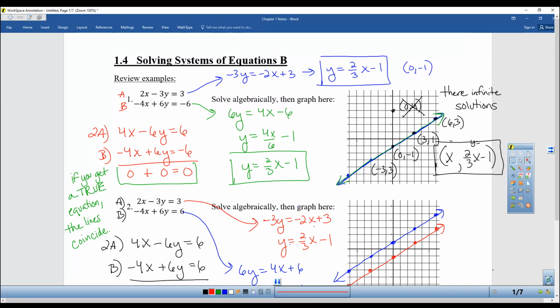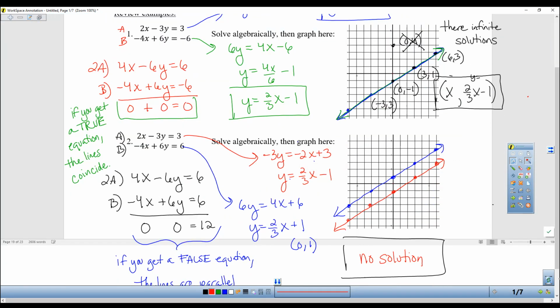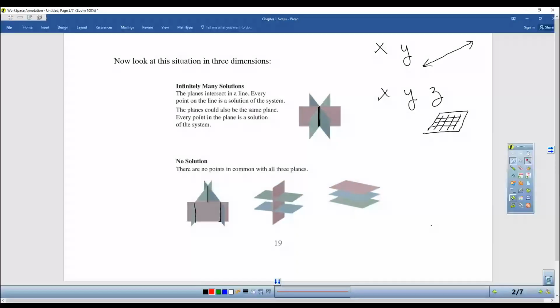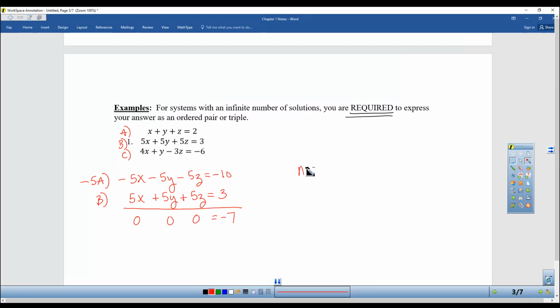I go back, I think to myself, oh, I know that means something. What does it mean again? If you get a false equation, the lines, or in this case, the planes, are parallel, or they somehow don't intersect completely, there is no solution. So you are going to write no solution. If you would like, you may use this symbol. This symbol also means no solution. I know it looks like the number 0, but it's not. It's no solution.